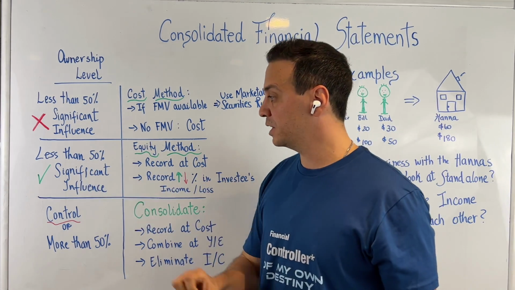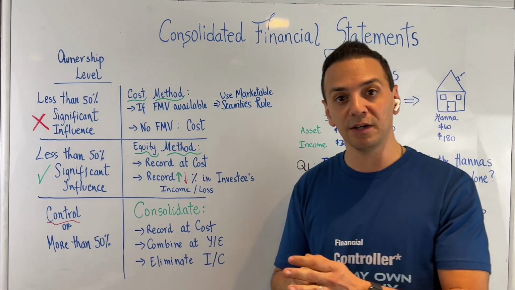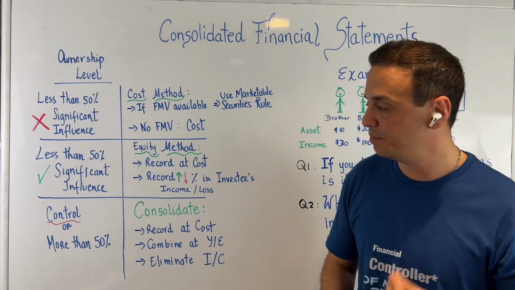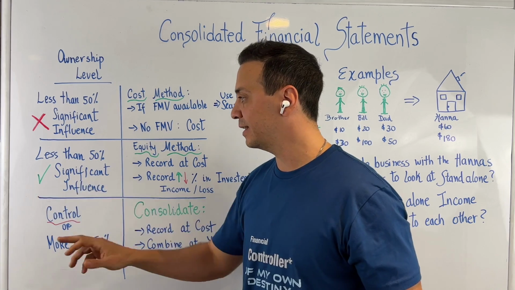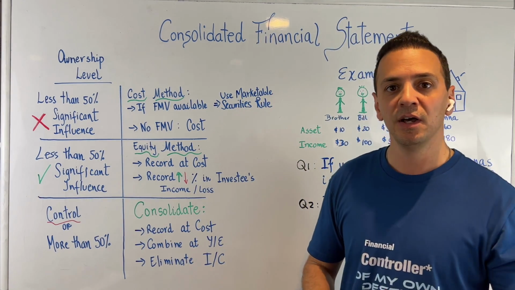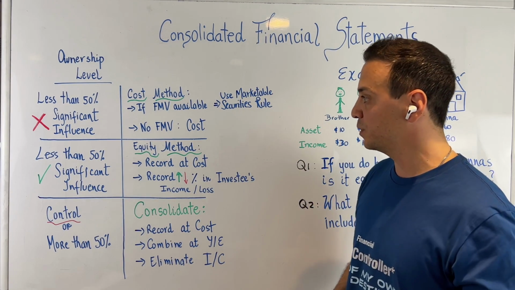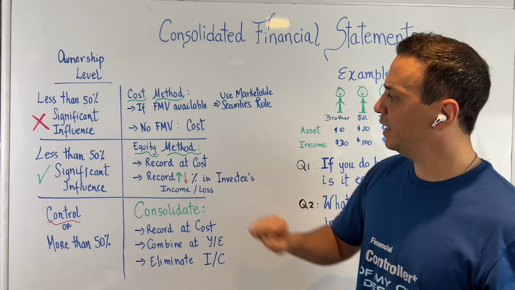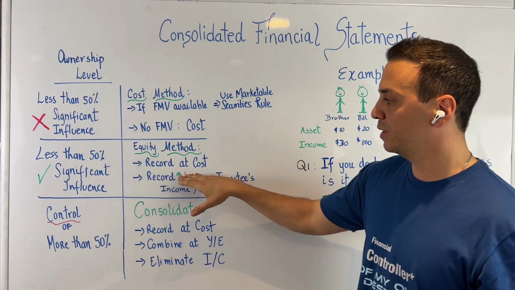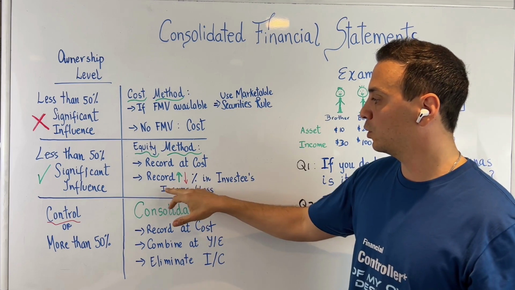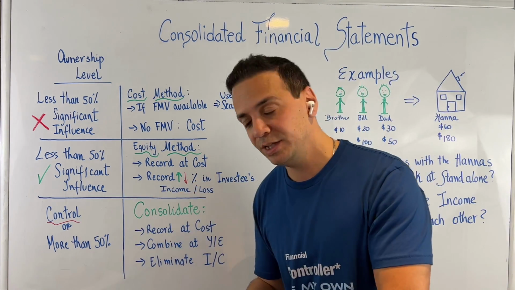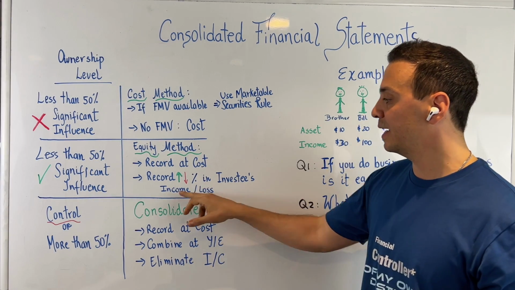So if you do have significant influence, and you can look that up online, there are criteria dictated by US GAAP for what significant influence means. But basically, if you decide that there is significant influence in the operations of the investment company, then you'll be using the equity method. And in the equity method, you'll record the investment at cost, but then you'll record the increase or decrease in that investment on the balance sheet based on the investee's income or loss, right?